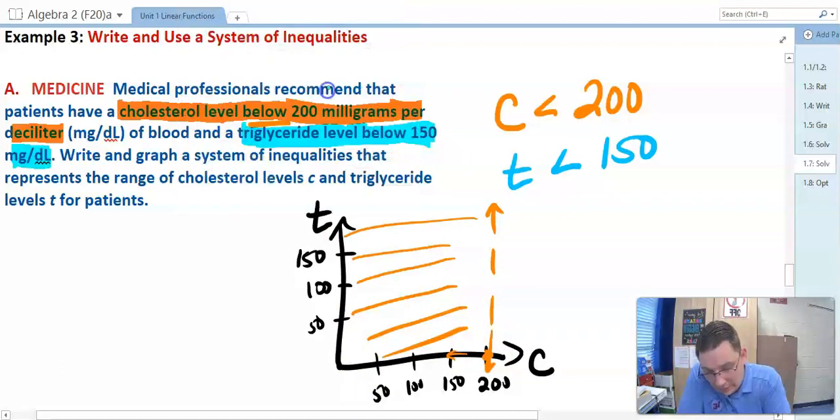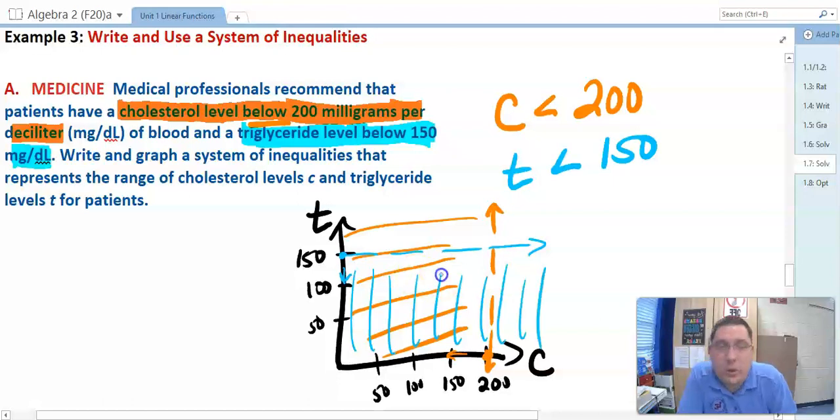Now we do the same for the blue. Triglycerides of 150. So again, I'm at 150. I need to be less than the 150, so my shading is going to go this way. I'm not equal to, so my line will be perpendicular to the axis coming out this way here, with my shading going down this way. Now I didn't use red and blue here, but you get the idea.